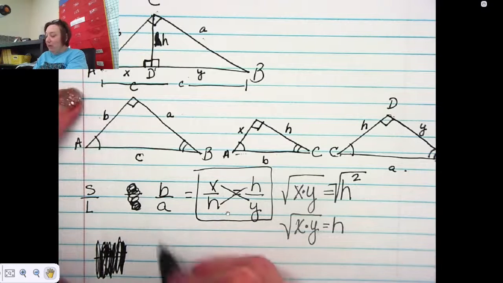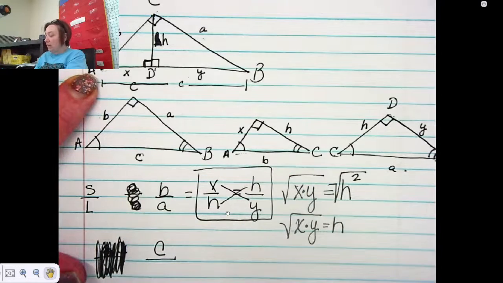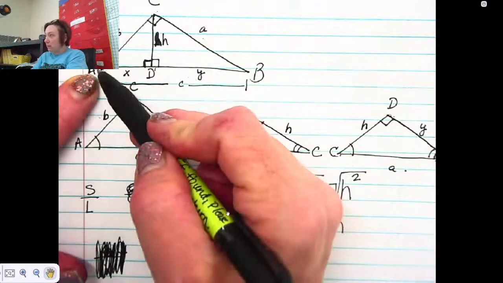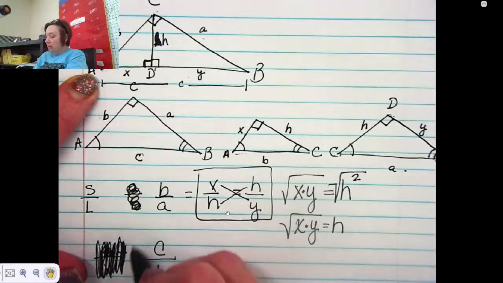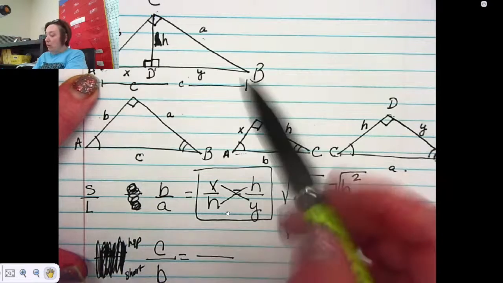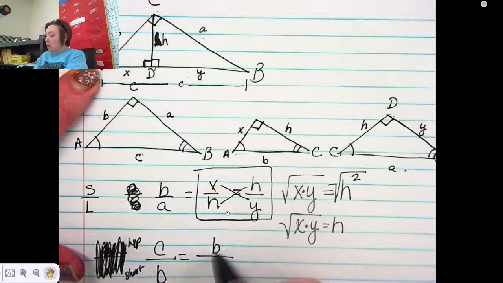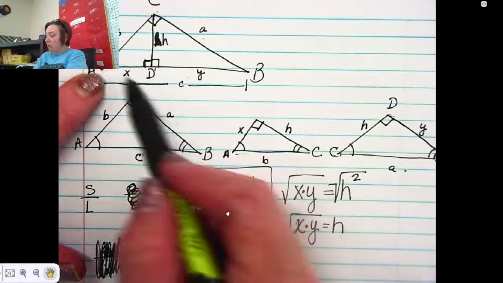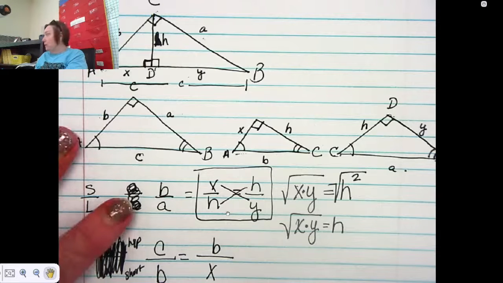Okay, if we do the hypotenuse of our big one, that's C, to the short side of our big one, which is B, right? Hypotenuse over short side. That has to equal our hypotenuse of our little one, which is B, over our short side of our little one, which is X. All right, Brandon, I really have it this time. Okay, do y'all see what I'm saying?